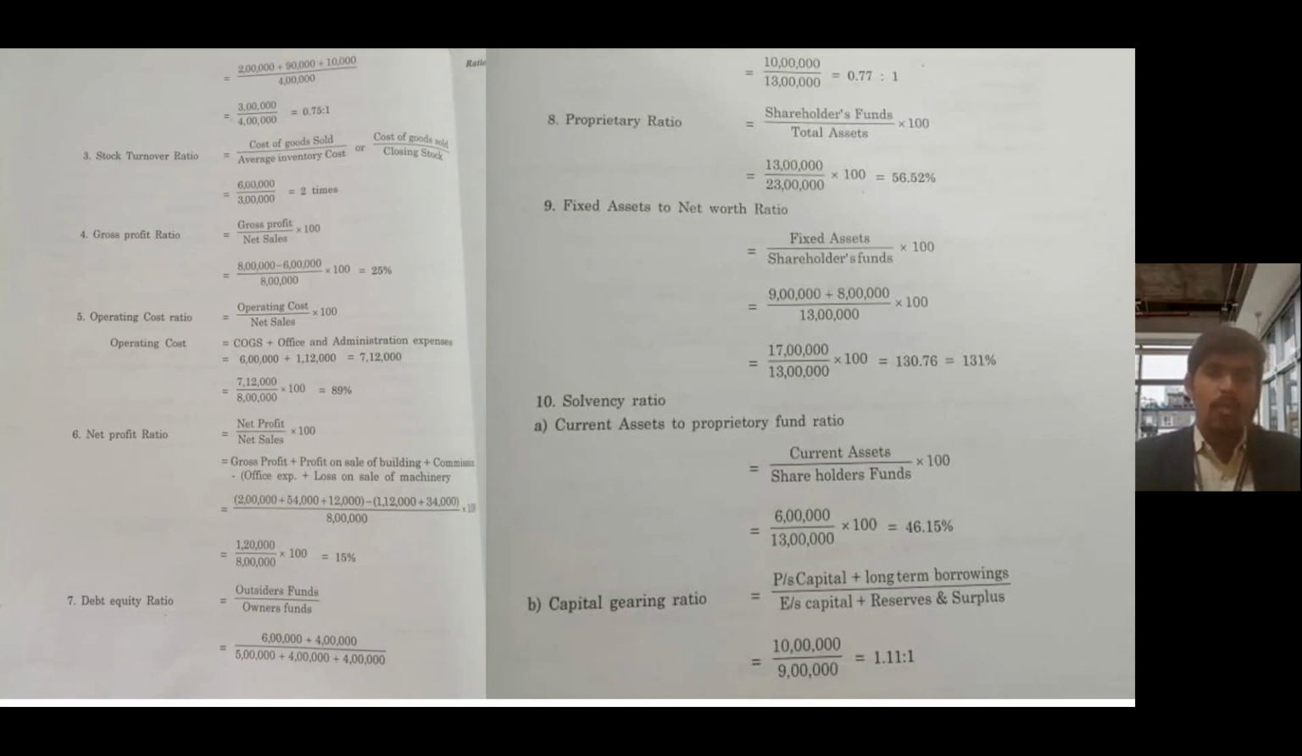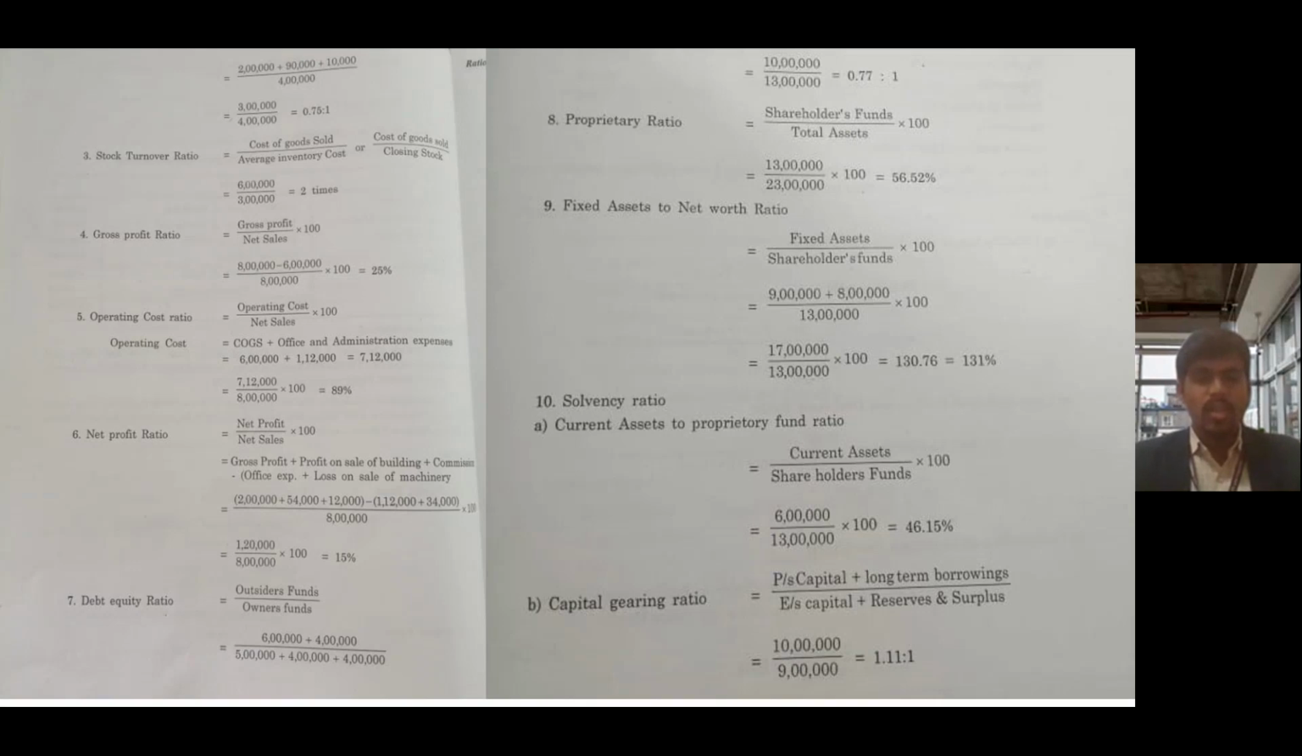Owners' funds means how much equity share capital we have introduced, how much preference share capital there is, and what our reserves and surplus are from the previous running of our business. Altogether we include these, and that becomes our owners' funds. So 10 lakh divided by 13 lakh becomes 0.77 to 1. So that is the debt equity ratio. Next is the proprietary ratio.